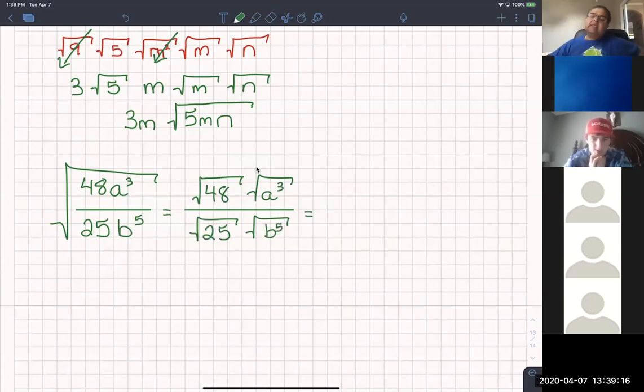Is there any way for me to separate 48? No. Think about it again. Is there a factor of 48 that's a perfect square? Can't 9 go into that? No. What about 16 and 3? 16 times 3? Yeah, 16. Okay.